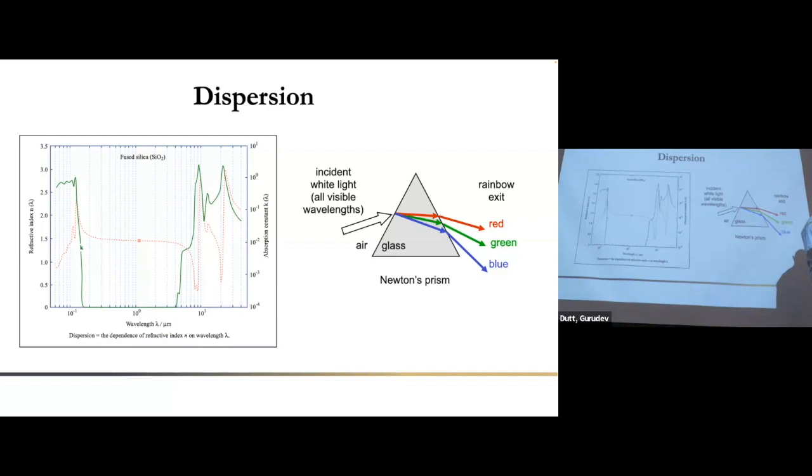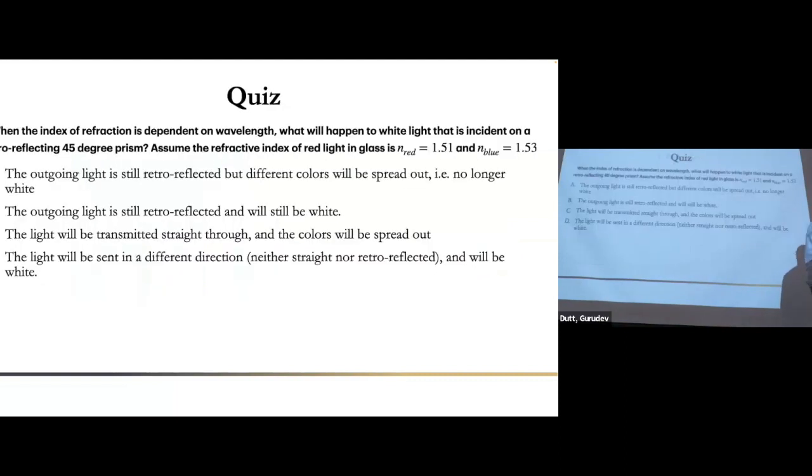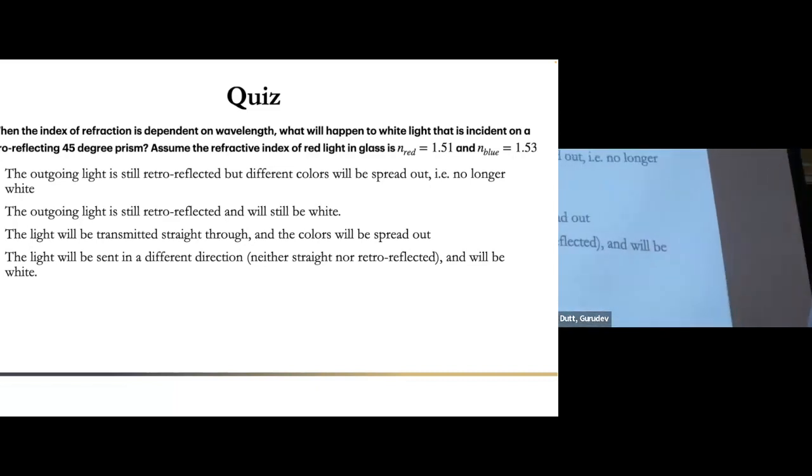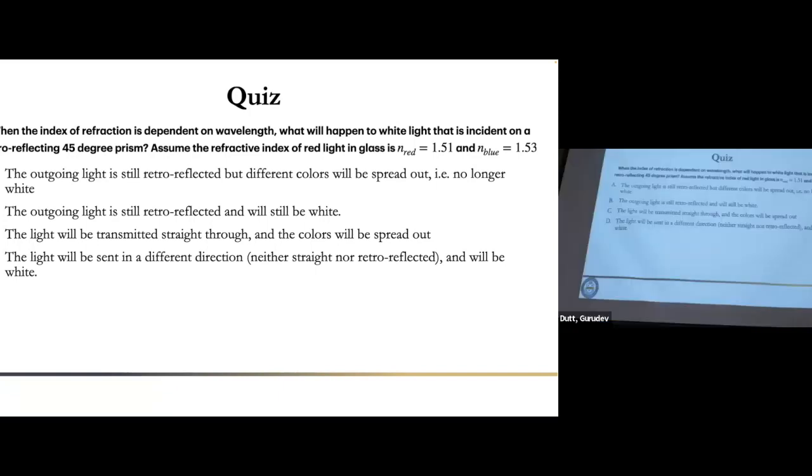Okay. So then I have a question for you, based on the few things that you've learned. This is a quiz that should be open on your Canvas. I want you to talk to your neighbor and answer this question. Open up your phones if you like, but you can discuss first with your friend or colleague. When the index of refraction is dependent on wavelength, what will happen to the white light that is incident on a retro-reflecting 45-degree prism?